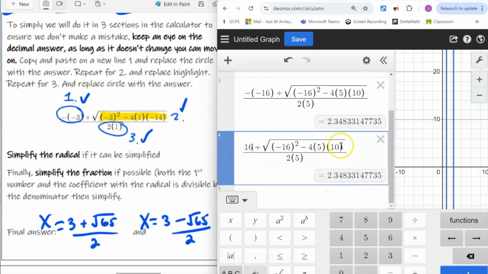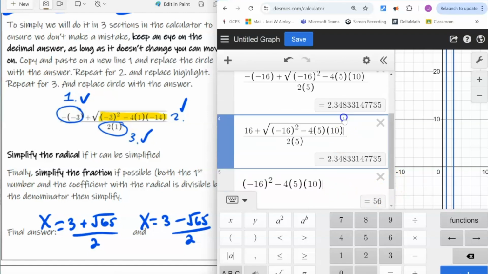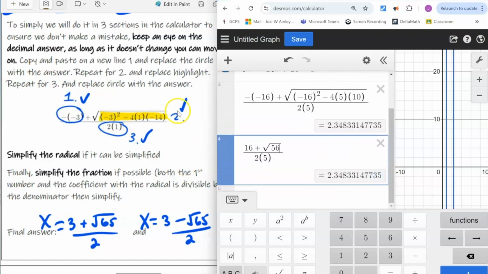Now I'm going to go to step 2. That's everything underneath the radical. So I'm going to take everything underneath the radical and we're going to put it in here, and we're going to replace it with 56. And again, I'm looking to see, when I replace it, does my decimal stay the same? Yes, it does. So that's done correctly.